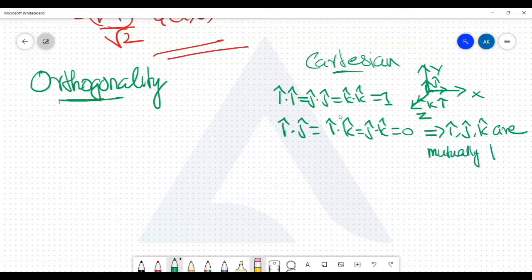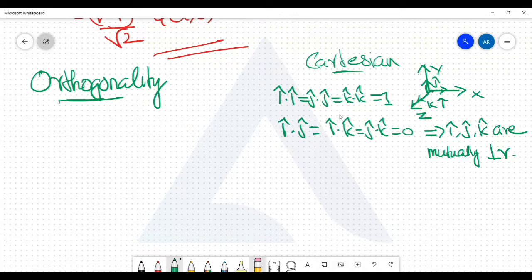Orthogonality means there is no component of j along i. There is no component of j along i. They are independent. There is no component of j along i or i along k and all.